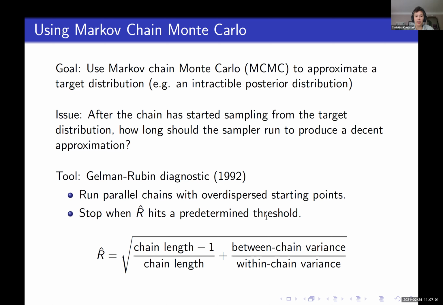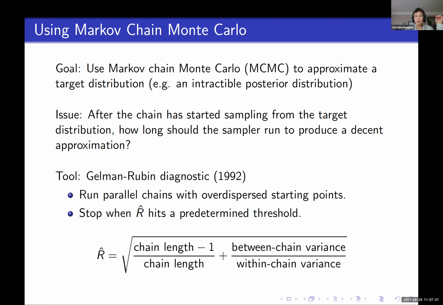Okay, so what does R hat look like? It is the square root of the sum of two ratios. The first ratio here, chain length minus 1 over chain length, is not a very interesting ratio. Obviously, as the chain gets longer, this first ratio is just going to go to 1. So this part is boring, but over here, this is the more interesting part of the R hat. This part looks at the between chain variance divided by the within chain variance.